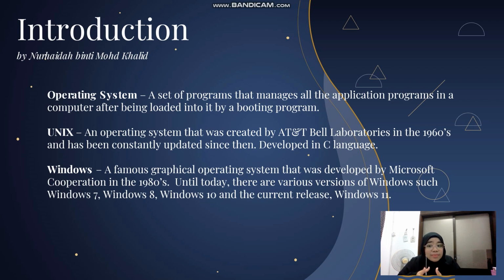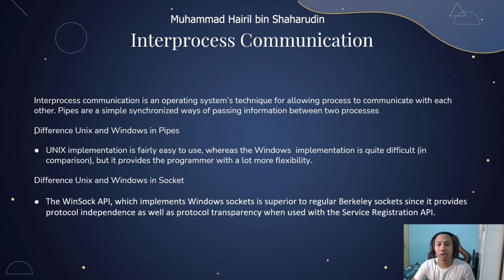Meanwhile, Windows is a famous graphical operating system which is using a graphical user interface. Up until today, there are various versions of Windows such as Windows 7, 8, 10, and the current release is Windows 11. Now, I'm going to explain the difference of interprocess communication between Unix and Windows.